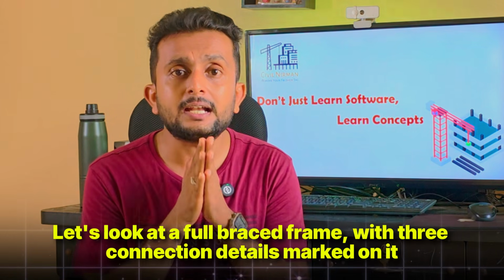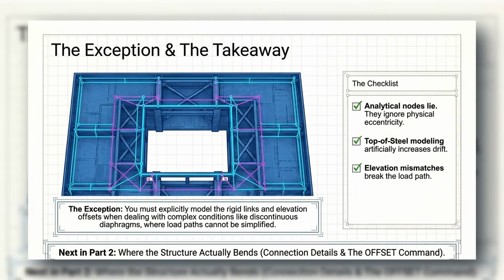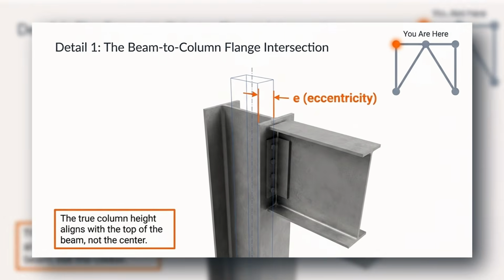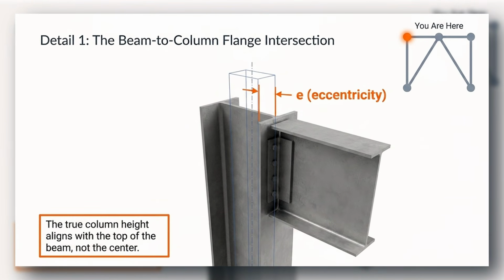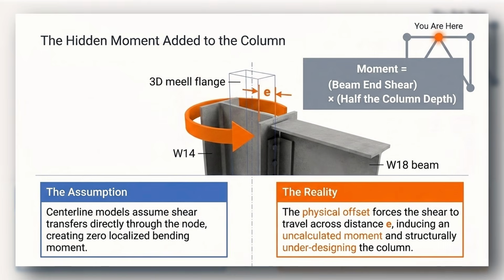Now let's look at a full brace frame with 3 connection details marked on it, because this is where connection eccentricity really lives. Detail 1. A simply supported beam connects to the flange of the column, because that connection sits away from the column centerline. There is an additional moment imparted to the column equal to the beam end shear multiplied by half the depth of the column. See, a STAAD centerline model will never calculate the extra moment for you automatically. You have to know it exists.